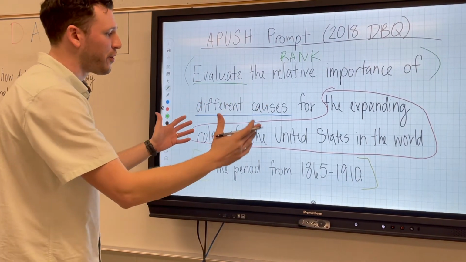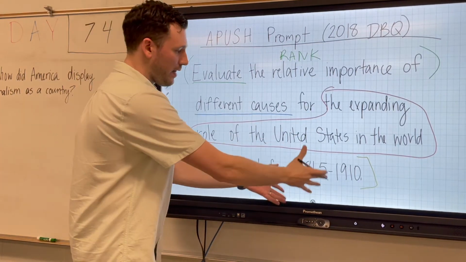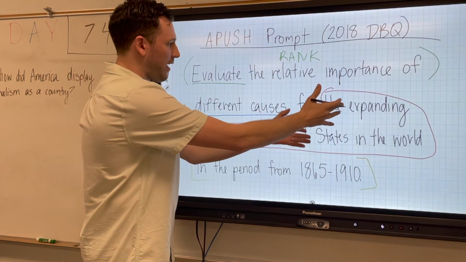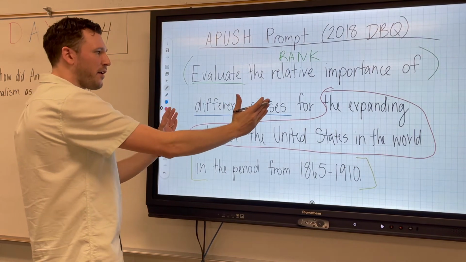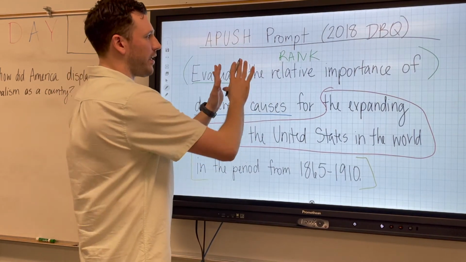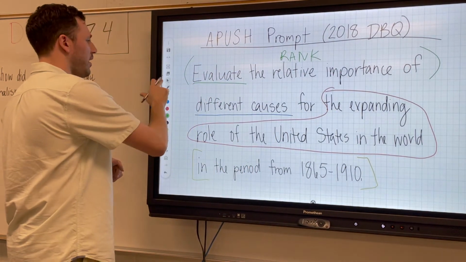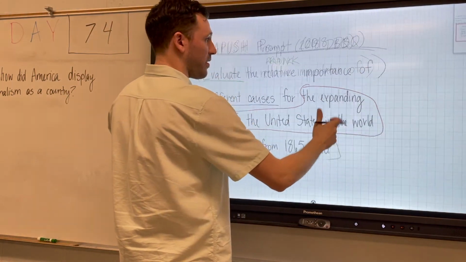And so now hopefully your students are going to write a paper in the correct time period about the correct topic, making sure that nuance is there. They're talking about the causes, not the effects or other things. And they understand that in doing so, they need to talk about the relative importance. They need to rank it.